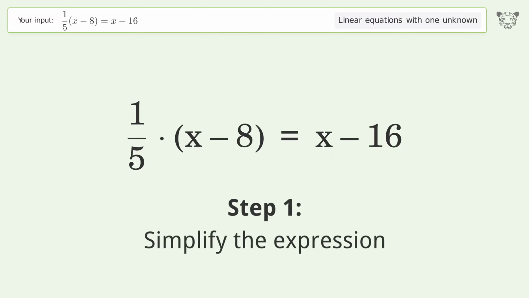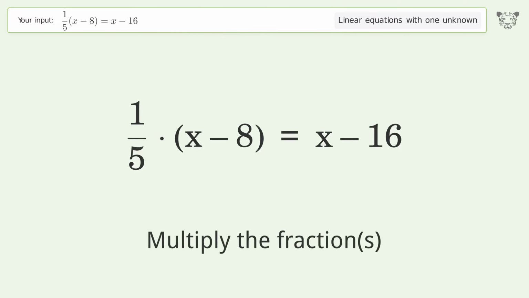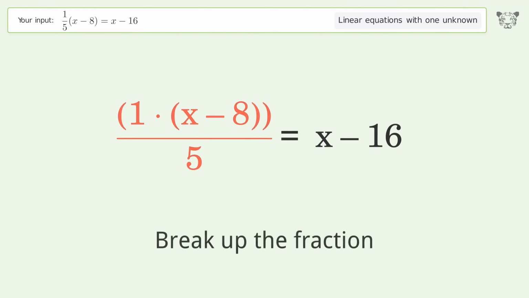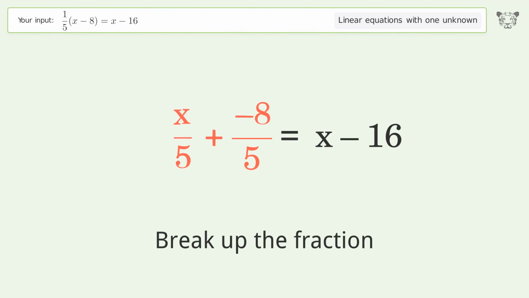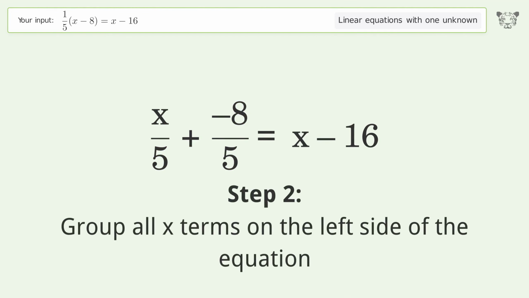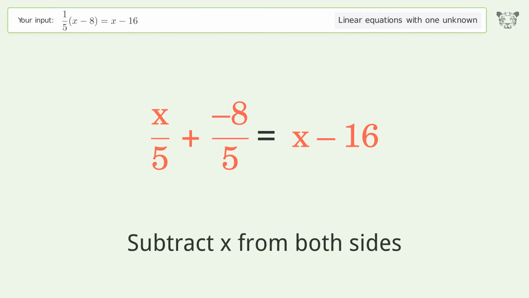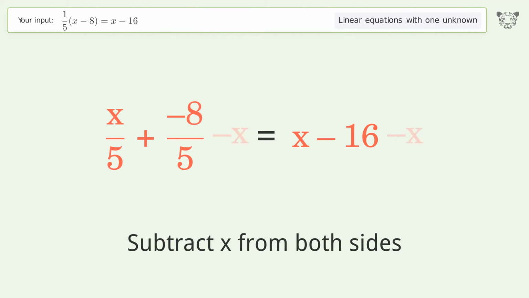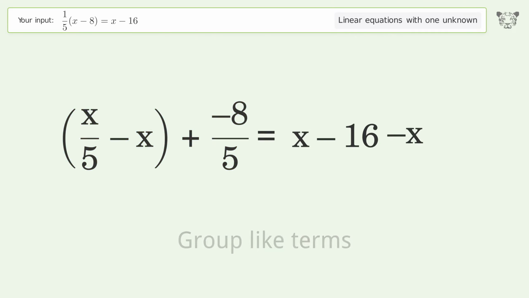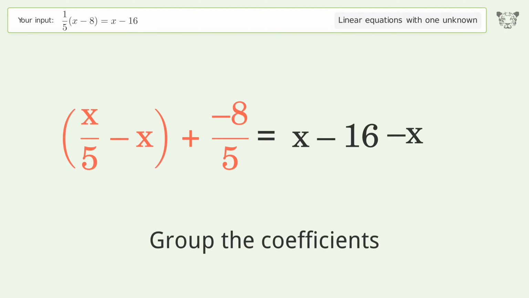Simplify the expression. Multiply the fractions. Break up the fraction. Group all x terms on the left side of the equation. Subtract x from both sides. Group like terms. Group the coefficients.